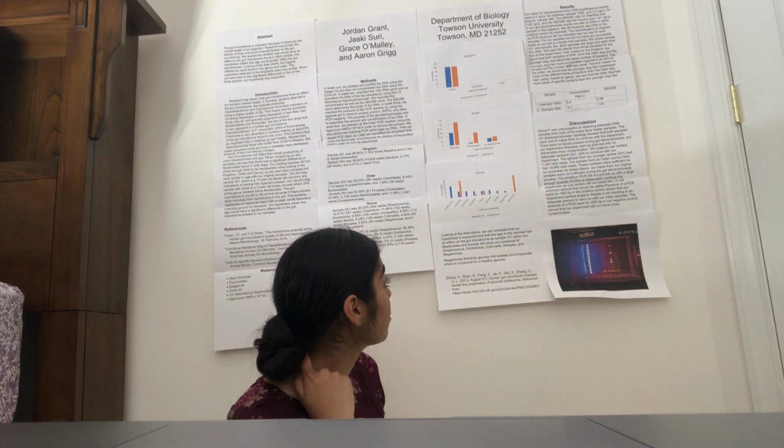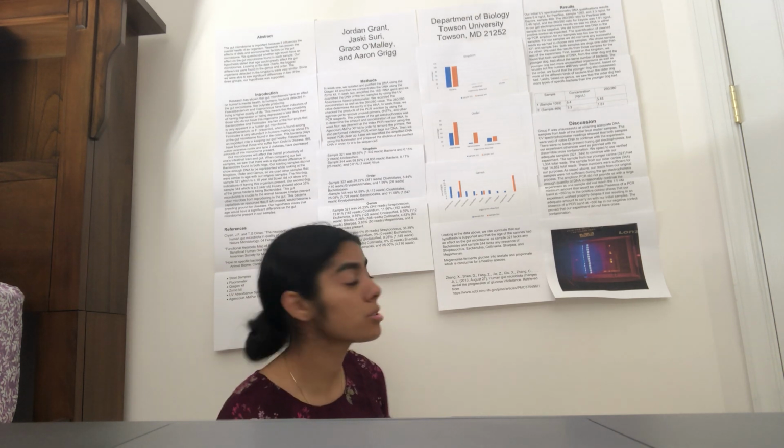Megamonas, which was one of the bacteria found in one of our samples, basically ferments glucose into acetate and propionate, which is conducive for a healthy species.